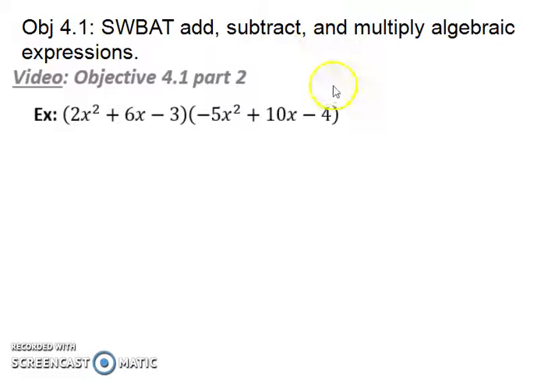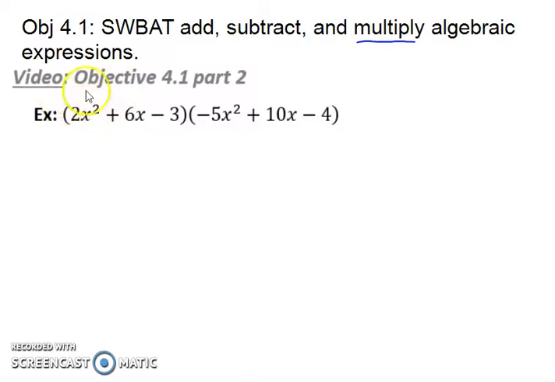Good morning. Today our objective is that we will be multiplying algebraic expressions. This is part 2 of the video where we're just going to multiply. You know how to do this. Sometimes it's called foiling, but basically we're going to distribute each term in the first parentheses to each term in the second parentheses. Now, there are different methods of writing it, and I'm going to do one in particular here that I like, and you don't have to use this way, but a lot of you might.